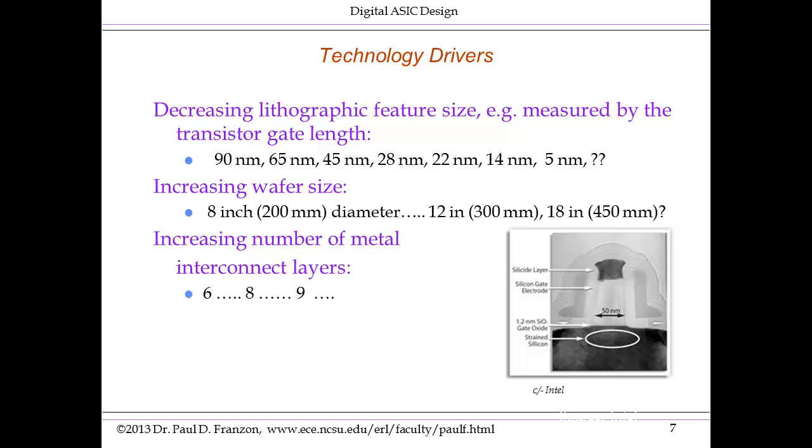Here's an example on the right. This is a quote-unquote 45 nanometer technology. This is a side profile of the transistor. In the circle, we see the strained silicon. That's the channel of the transistor. Then we have a gate oxide above it, and the gate electrode is above that. And that's just illustrating what's going on.